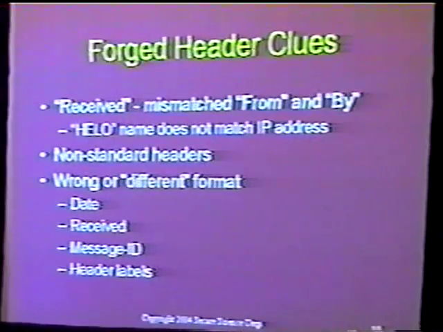The big clues to look for are the received headers. Every received header has a from and a by address in it. So you'll see received from machine 1 by machine 2, and on the next header it'll say from machine 2 by machine 3. If you don't see that chaining, 1 to 2, 2 to 3, then chances are you're looking at a fake received header. Also look for non-standard headers, or standard ones that are in wrong or just very different formats. Things like the date, the received header, the message ID. Look at the header labels themselves, the capitalization. Does it vary?